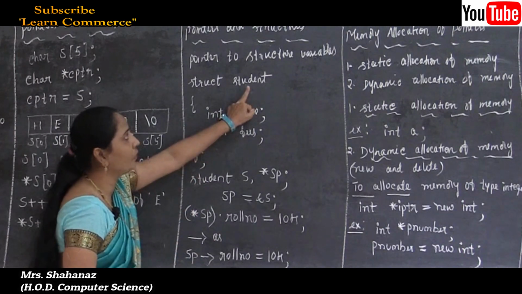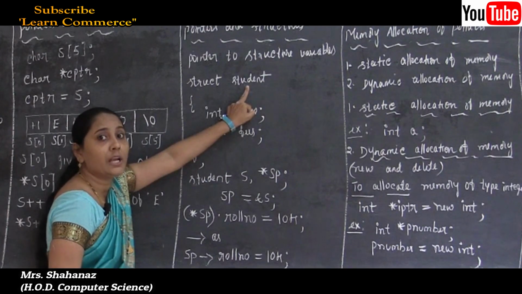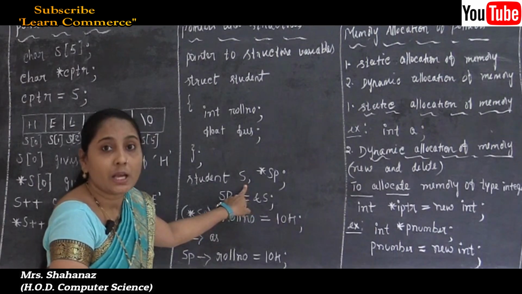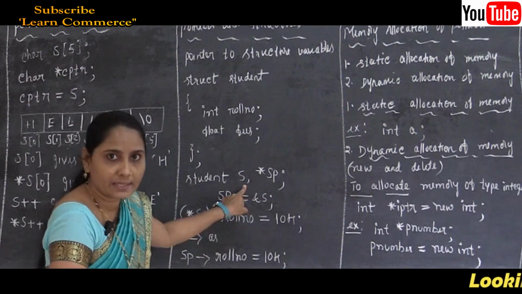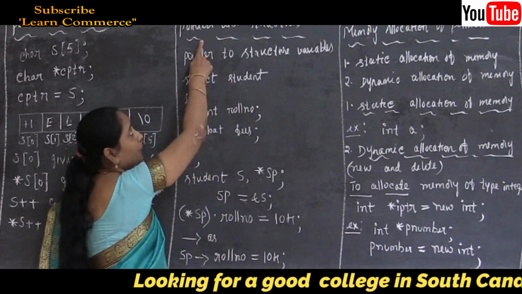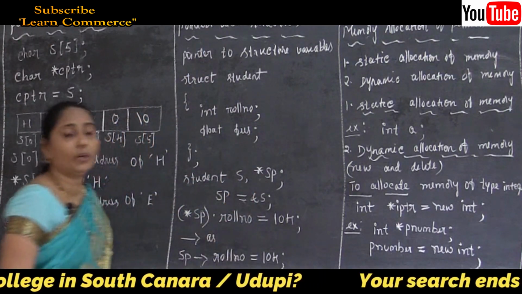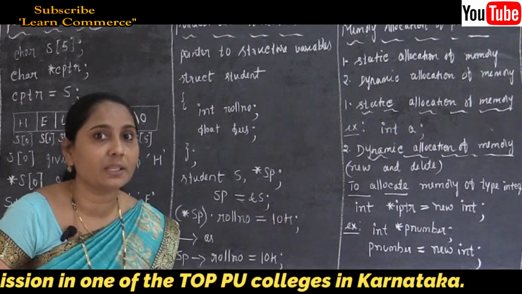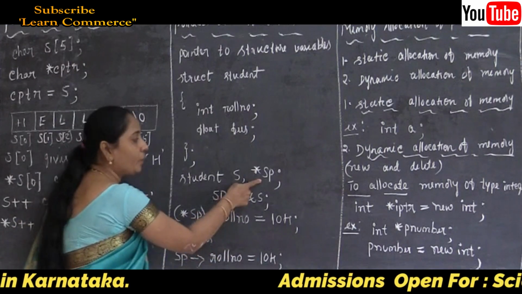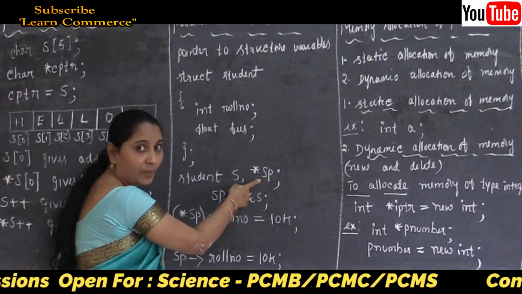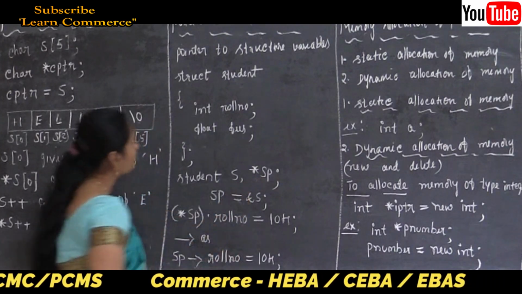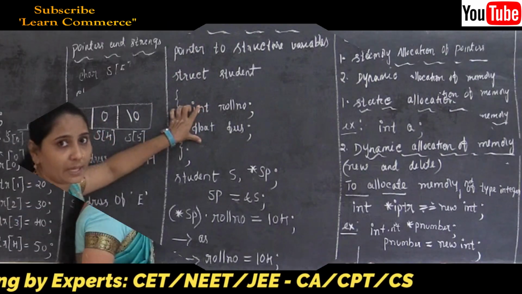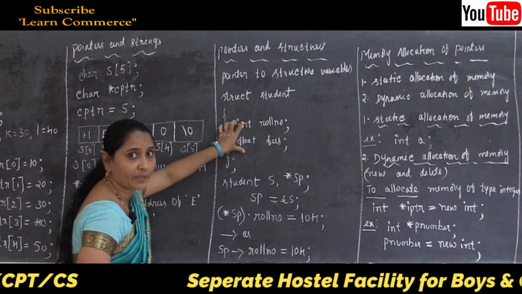The name of the structure we already used is student. So by using student I am going to declare some other variables. The first variable name is S, and the second, because it is the concept of pointers, we are going to use the asterisk, not the ampersand. Clear this point? So maybe SP, the pointer variable, is declared. In the structure two variables are declared, roll number and fees, by using their data types.